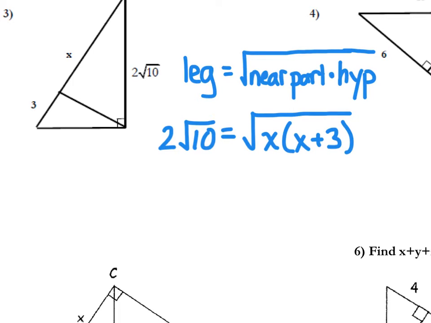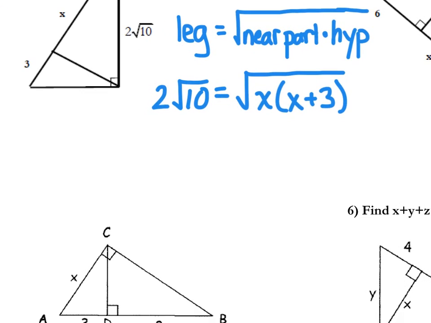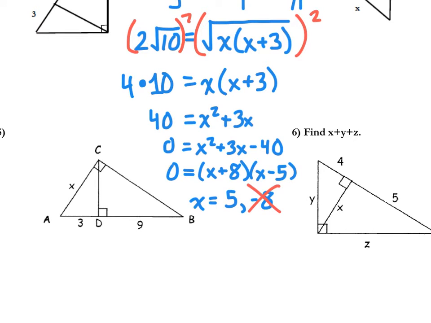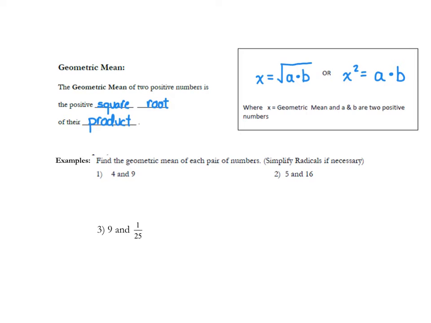I'm going to go ahead, square both sides, then I'm going to distribute. I'm going to have to do some factoring to solve, so I'm going to take a second here and see what happens. Okay, so here's my work. See that I had to factor. I ended up with my answers as 5 and -8. My distance can't be negative, so the answer here is just x equals 5.